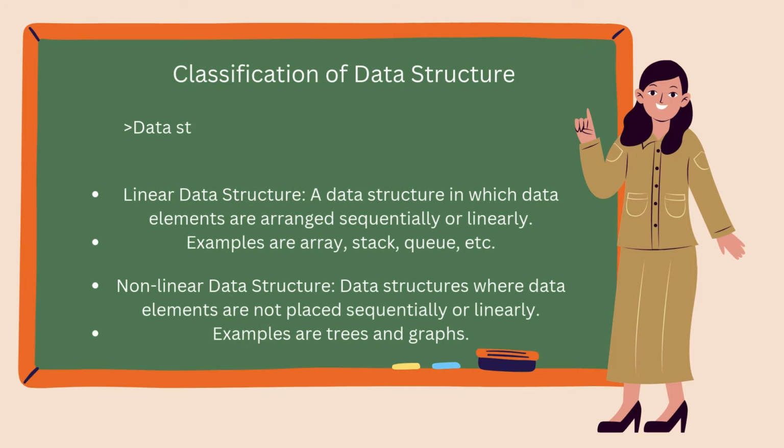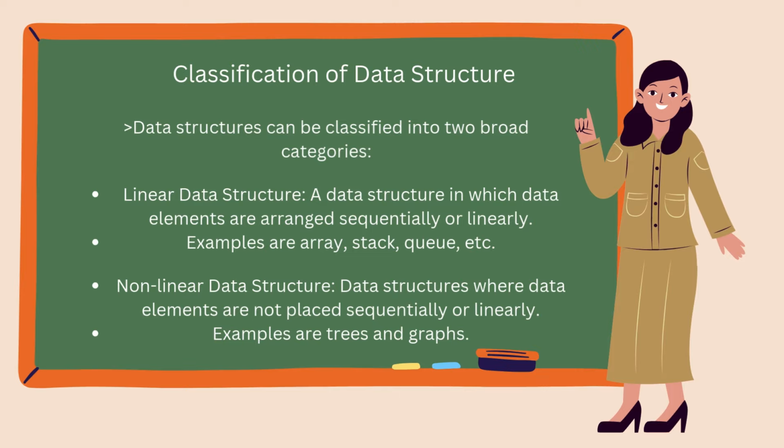Data structures can be divided into 2 main types. Linear data structure. In this type, data is arranged in a straight line or sequence. Each piece of data is connected to the one before it and the one after it. Examples: arrays, stacks, and queues. Nonlinear data structure. Here, data is not arranged in a straight line. It can be organized in a hierarchy, like a family tree, or interconnected, like a web.